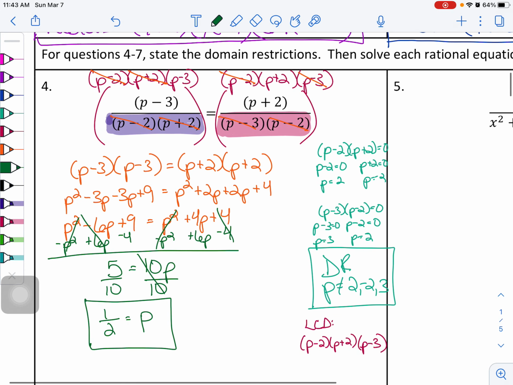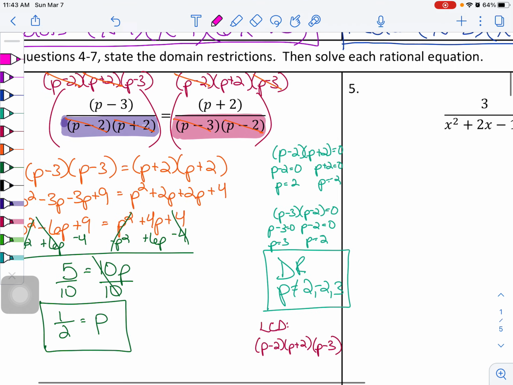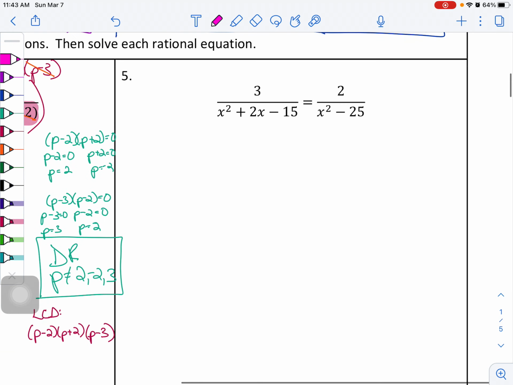Quick double check. That is not one of my domain restrictions, so that absolutely can be my answer for the variable. All right, so problem number 4 is done. Lots of work there, lots of different steps, but if you can follow along, you should be okay. All right, I'm going to slide over to number 5, the last problem for this particular video.